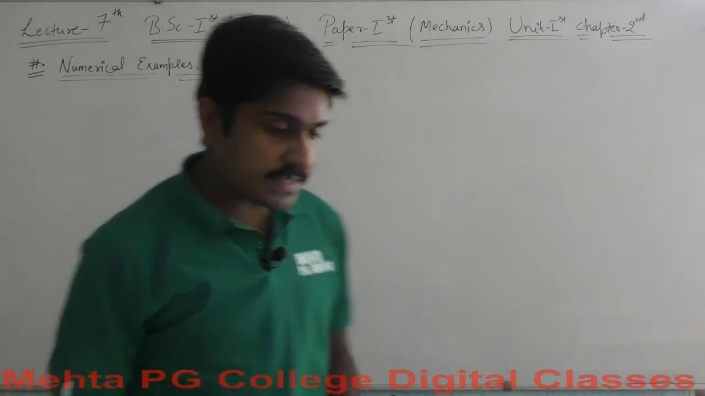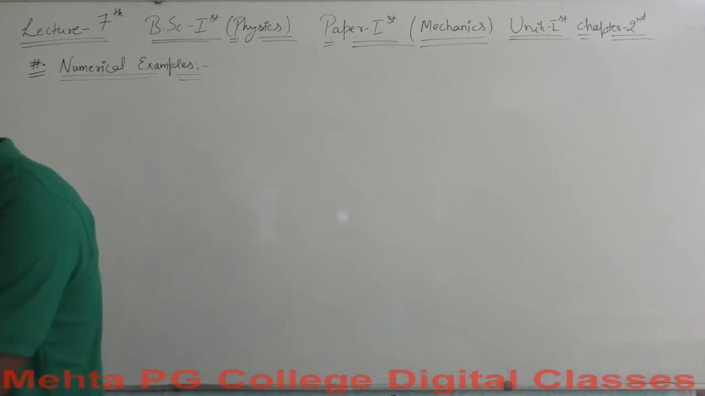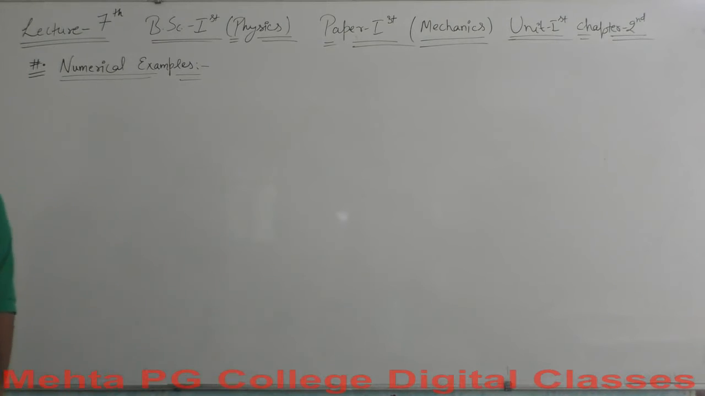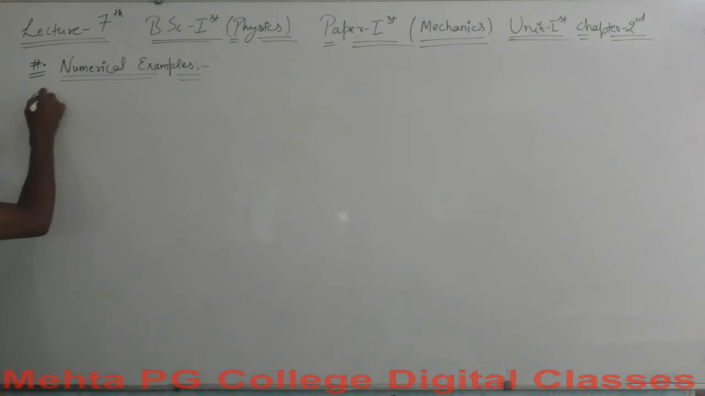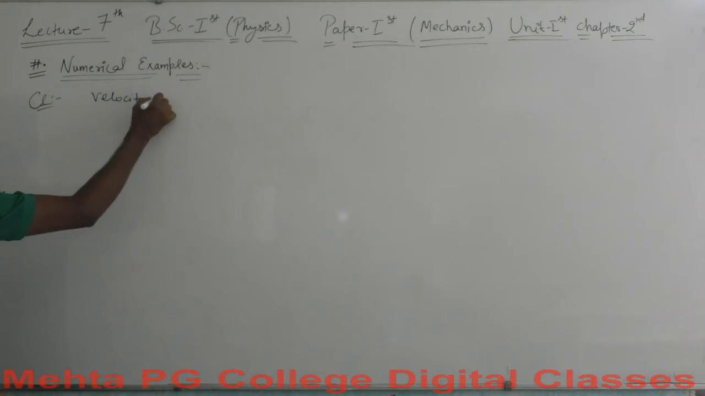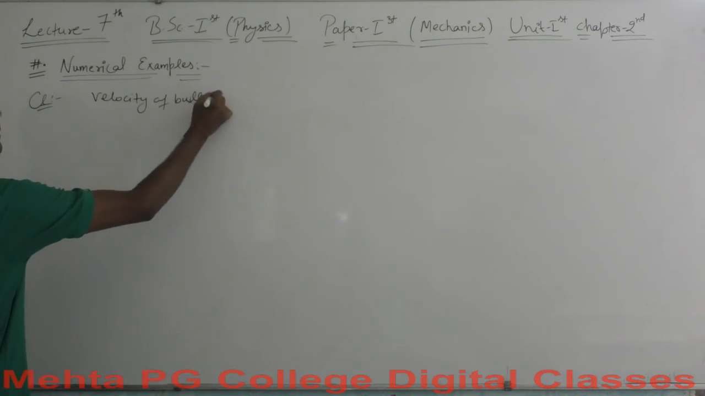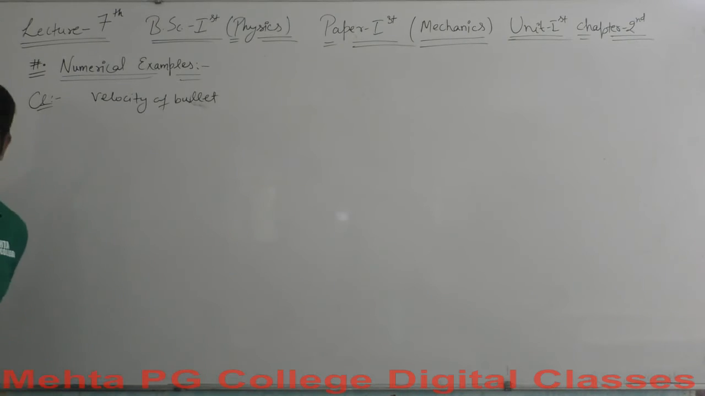Okay, so it has been said that for this example, a bullet is fired horizontally towards north with a velocity of 500 meters per second. We are just going to take into consideration these things here only. The velocity of the bullet, let's say this is V here, that is equal to 500 meters per second.